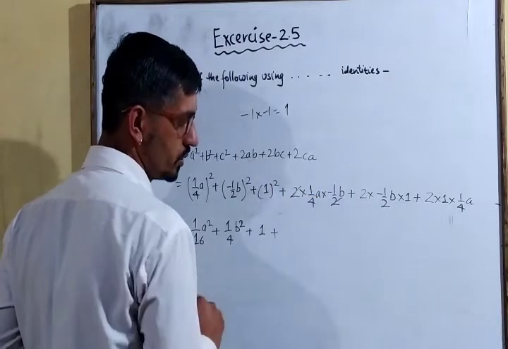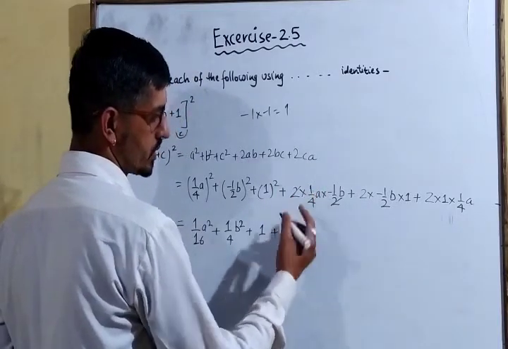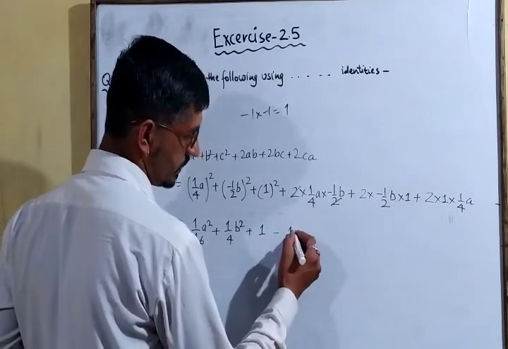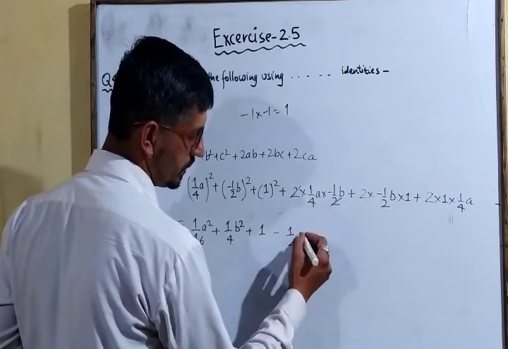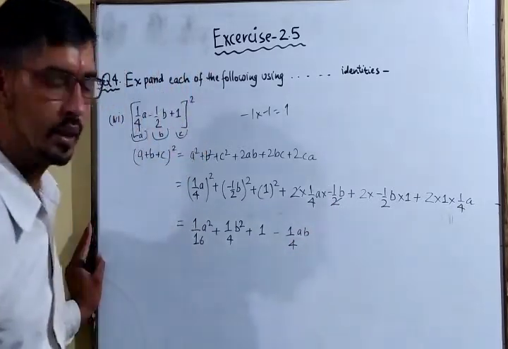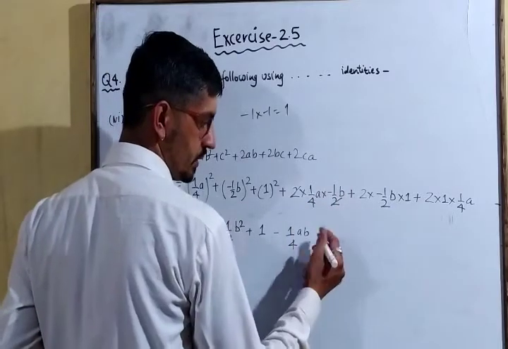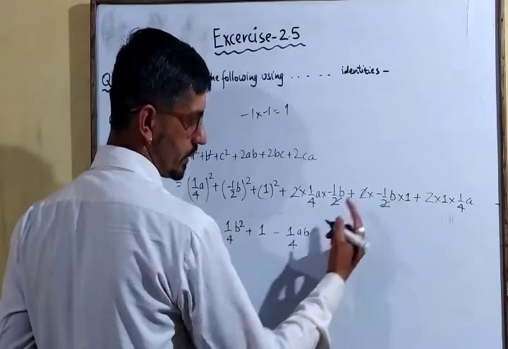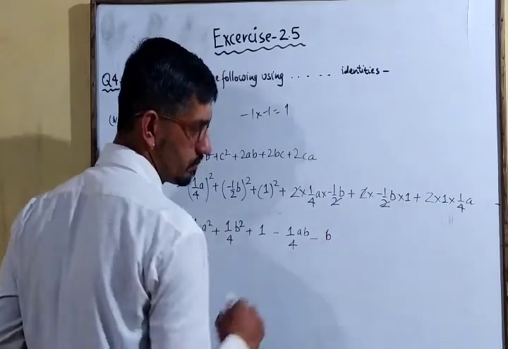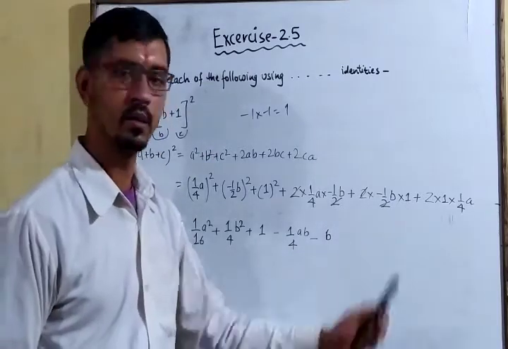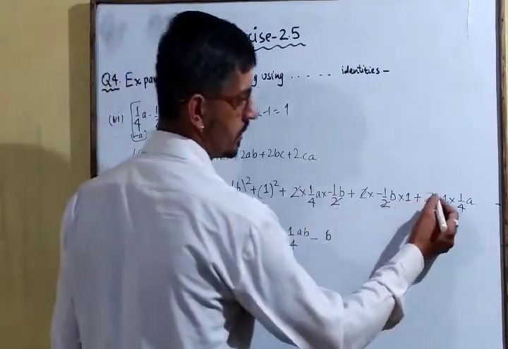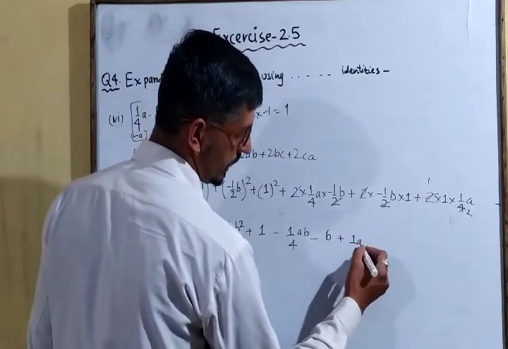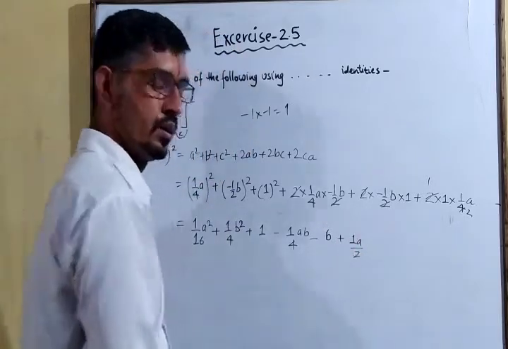Now moving to this part. 2 can be cancelled by this 2. 1 into 1 is 1, negative and positive, it will become negative. Negative of 1 upon 4, only 4 is left, a into b, ab. Now this term, 2 can be cancelled out with this 2. Negative of 1 into 1 is negative, only b is left here. Now the last one: 2 into 1 and 2, 1 into 1 is 1, that is a upon 2. So this is the answer.